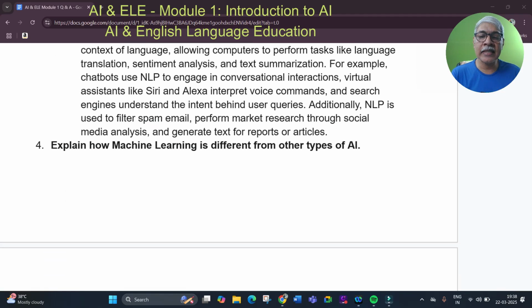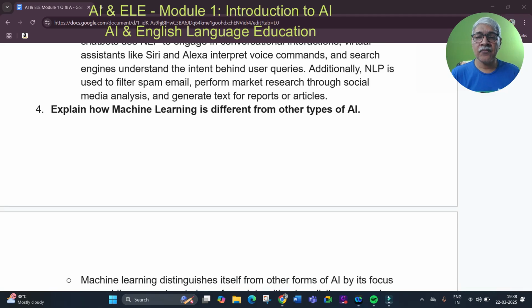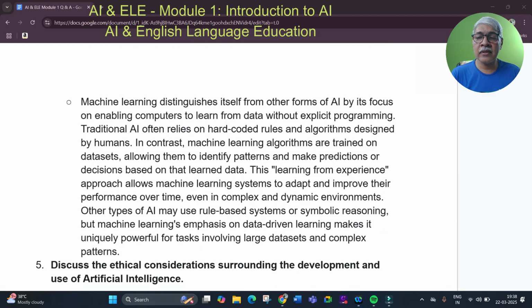Explain how machine learning is different from other AI. Machine learning actually distinguishes itself from other AI by its focus on enabling computers to learn from the data without explicit programming.